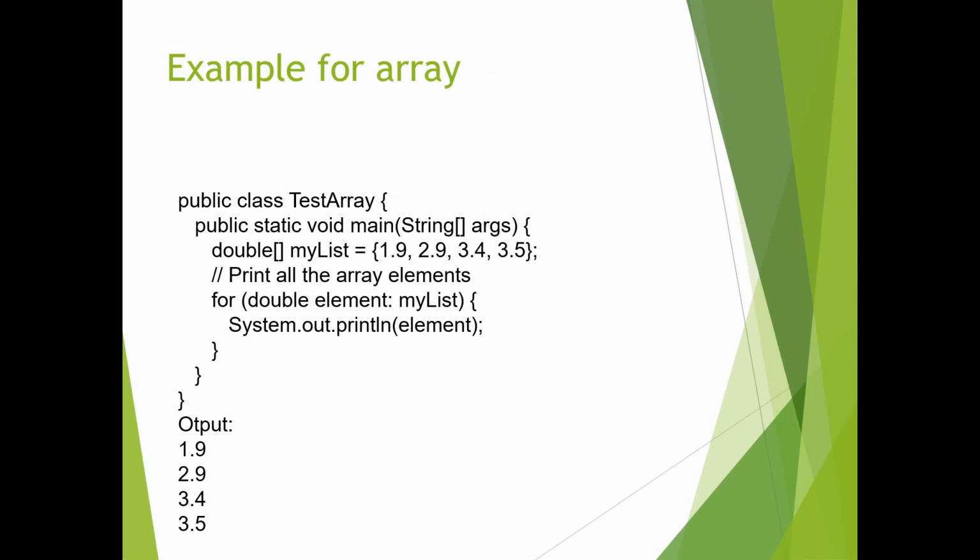For example, public class TestArray, and we have a double array myList. What are the elements here? 1.9, 2.9, 3.4 and 3.5 for the double array myList. We can make use of the array with a for-each loop, where we have element and myList. Taking from myList, all the elements will be displayed here. In this way I can create an array, and also display all the elements of the array.